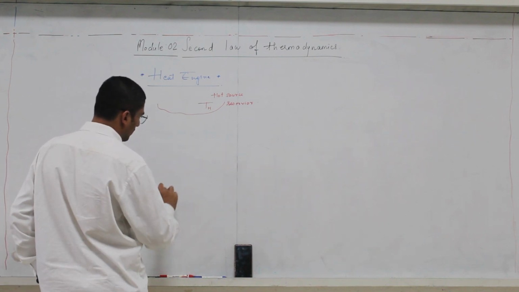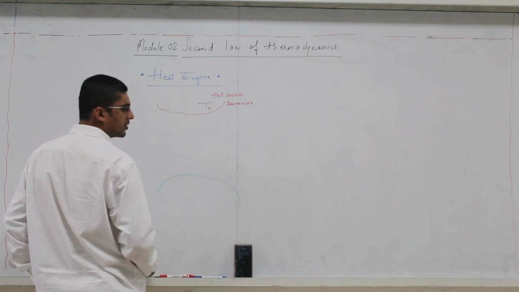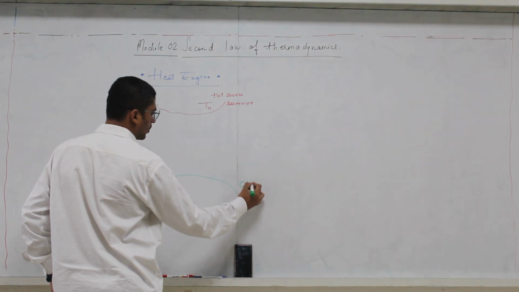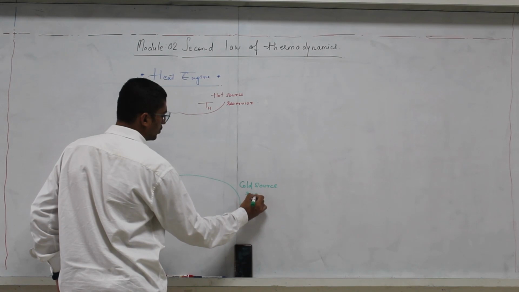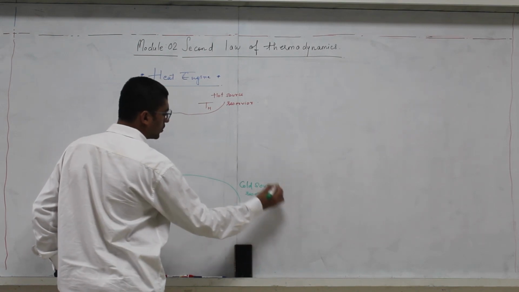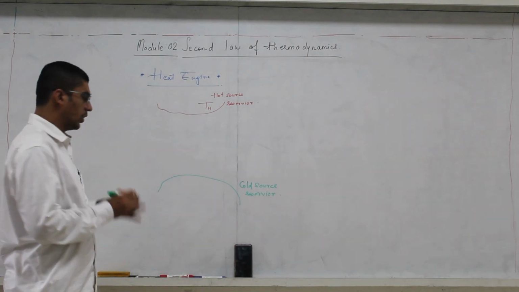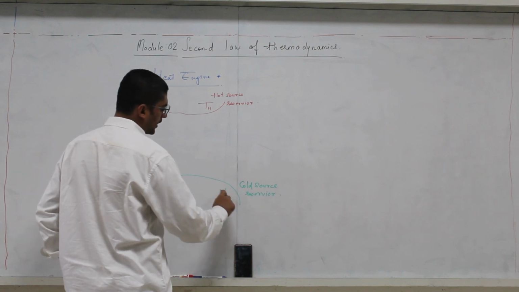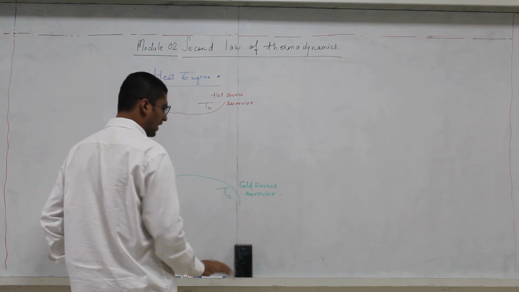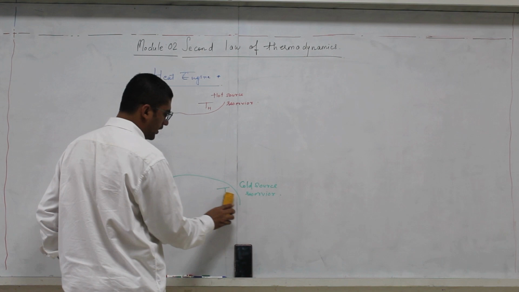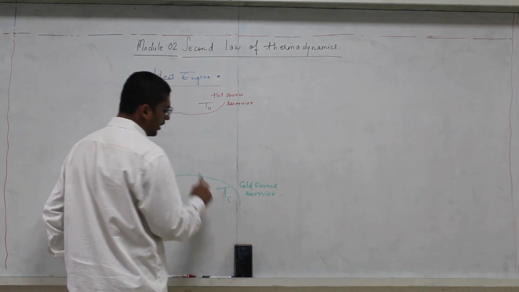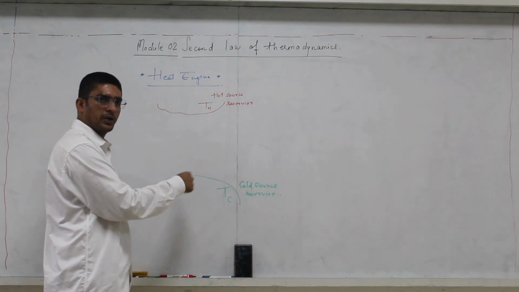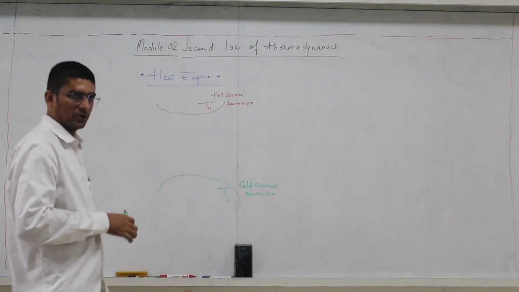Similarly, there is a cold source reservoir. This cold source reservoir is maintained at a temperature of TC, T cold, and this T cold is such that irrespective of the amount of heat added, the temperature of this reservoir will not change.